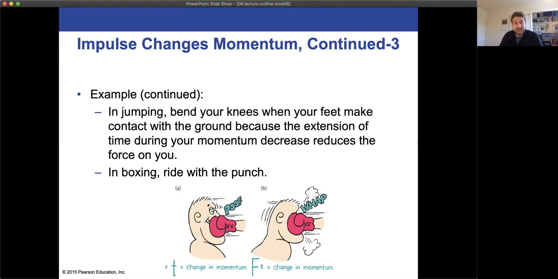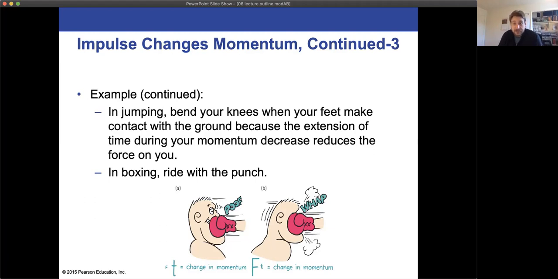When you land, if we jump from a height and land, we bend our knees to extend the time during which we transition from falling with velocity to standing on the ground. Lengthening the time, decreasing the force. It's just like the truck colliding with the haystack.